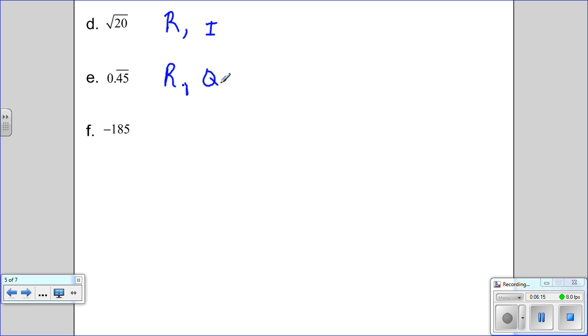And our last number, we've got letter F, negative 185. Starting at the top of my chart, it's a real number. I can write it as negative 185 over 1, so that makes it a rational number. And then if I go down from there, it's not a natural number and it's not a whole number because it's negative. It is an integer though, so my last group here is the integers, which I'll use a capital letter Z for.